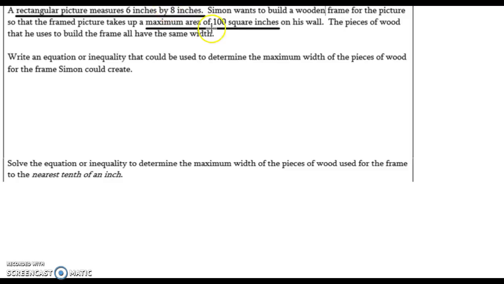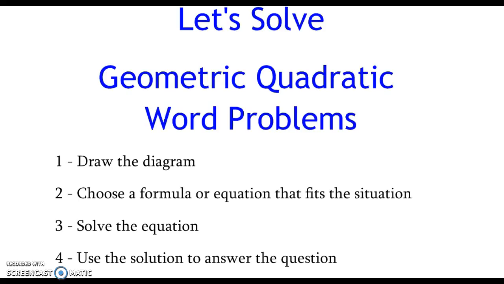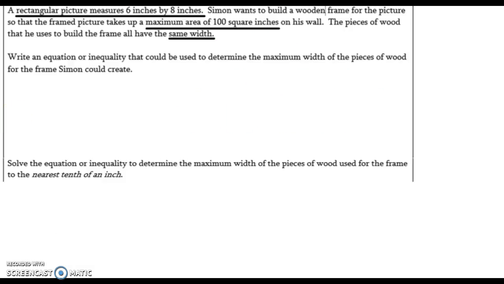So we have a picture and we have a frame. The pieces of wood that he uses to build the frame all have the same width. So he has pieces of wood that are all some width that we don't know. We need to underline same width because that's an important piece of information. First, we have to write an equation or inequality that can be used to determine the maximum width of the pieces of wood. However, our first step, as you remember, is to draw a diagram. So let's draw that diagram.